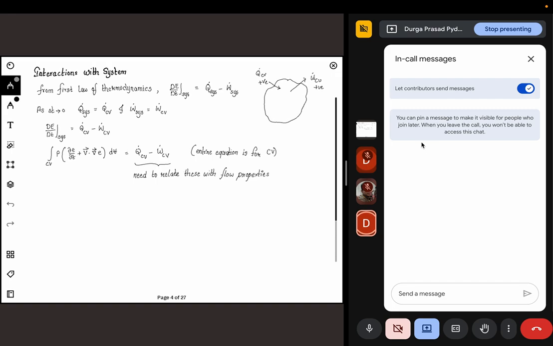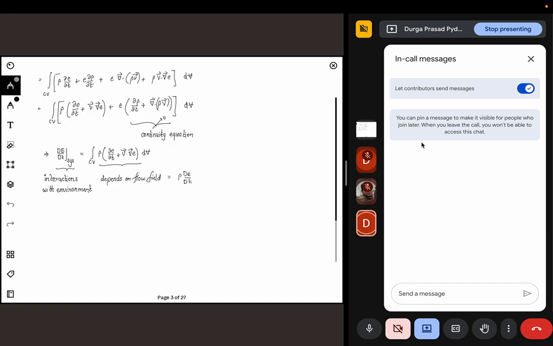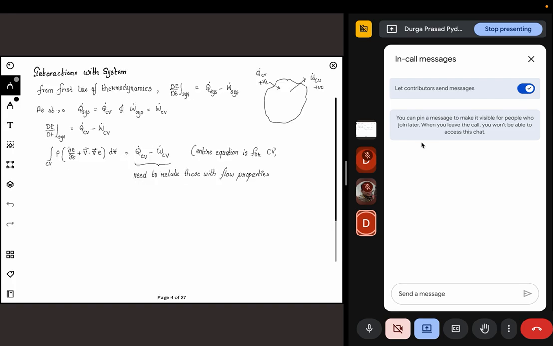But as you see, the main problem with this equation is that it has E in it, which is something we do not know from the flow properties. Velocity is something that we know from the flow, but E is something we do not. So we want to express this E in terms of properties that we can measure, like temperature, pressure, and velocity. So it needs further elaboration. That's where the other steps come into the picture.